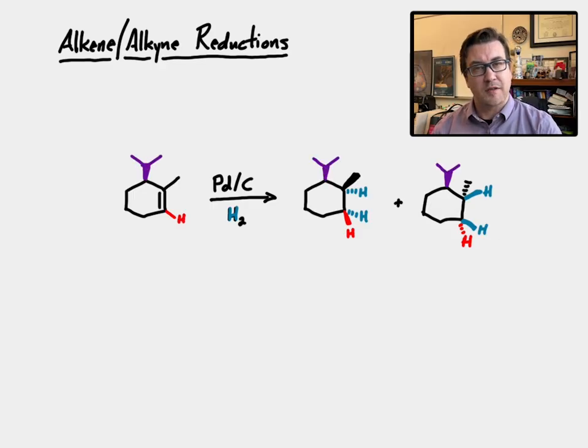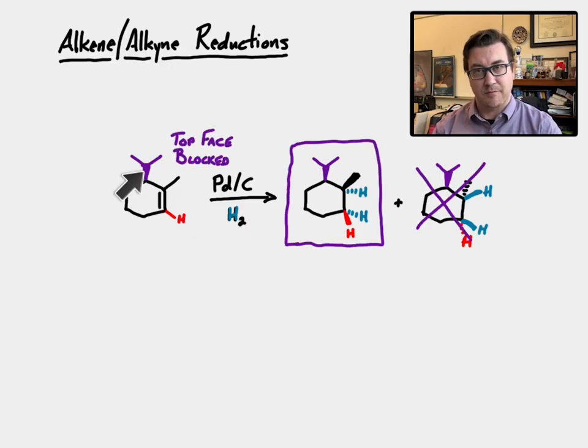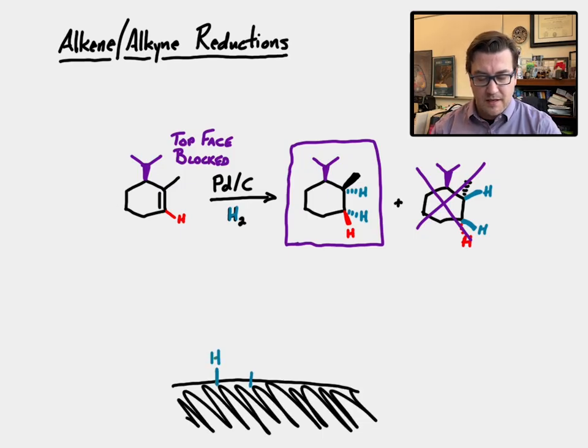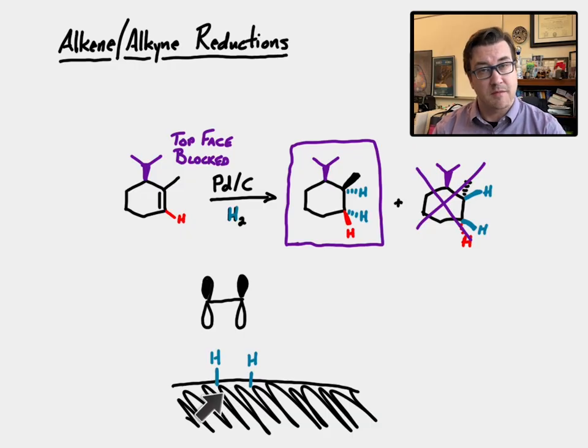But if the molecule already has one face that is sterically blocked, in this case there's this isopropyl, then only the bottom face would be expected to react because this top face is being blocked by this isopropyl group. And so the way the mechanism works is that the hydrogen gets absorbed onto the palladium surface. This is a heterogeneous catalyst, meaning there are little particles of this palladium on carbon floating around in solution.